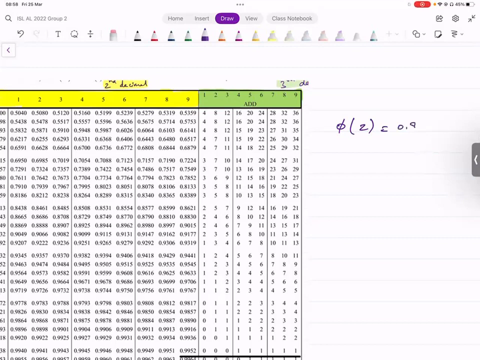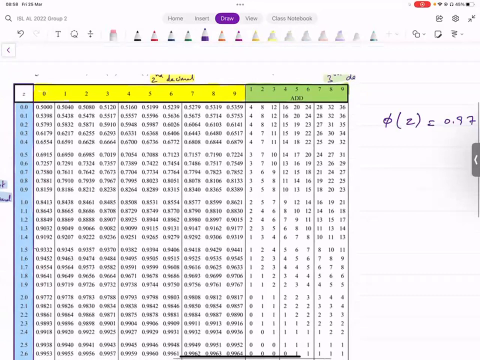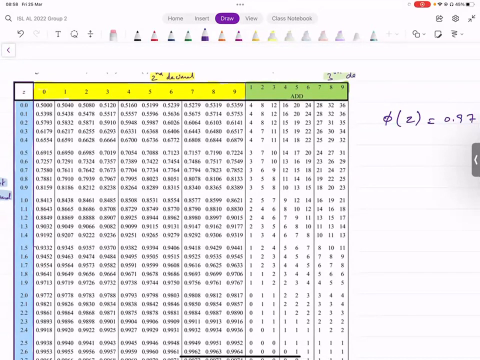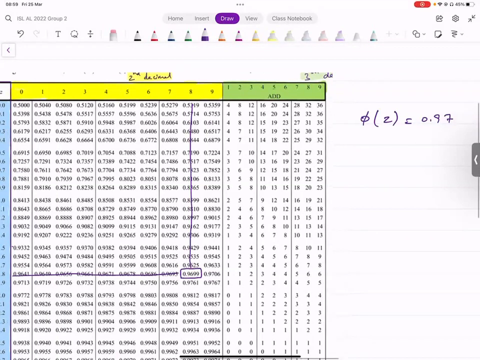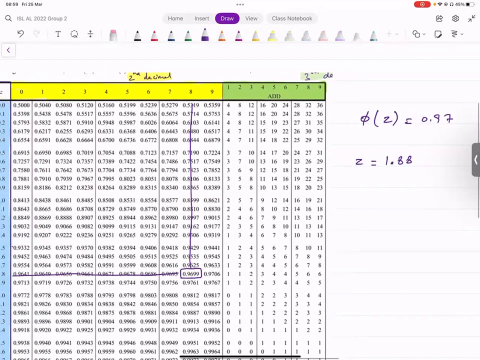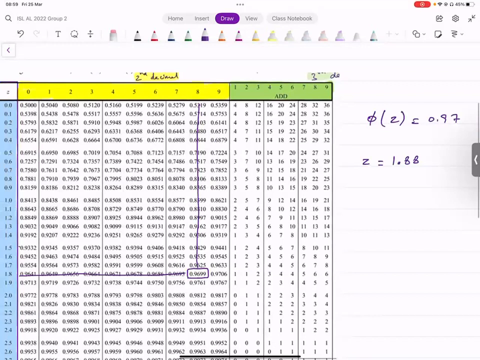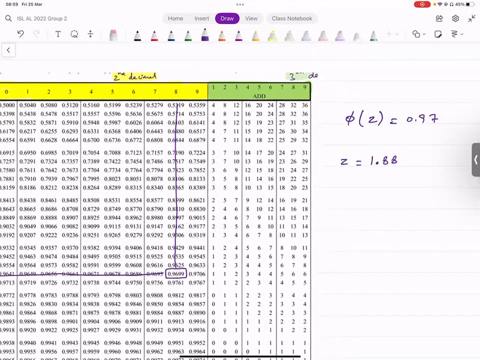0.97 के corresponding हमें जाके probability देख लेंगे. 0.97, yeah, so we got this number that's immediately below 0.97. इस नंबर का पास क्या आ रहा है, 1.8 and 8. So z is 1.88. ठीक है, अब इसमें कितना add करना है to make it 0.97 exact, 1 add करना है.